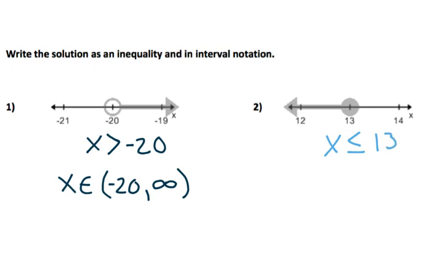For interval notation, X is an element. We always start with this. Then left to right. So to the left, the arrow is pointing to the left, so we're going all the way to negative infinity, using a parenthesis there, up to 13. Now we're including 13, so we're going to put a bracket on the 13.